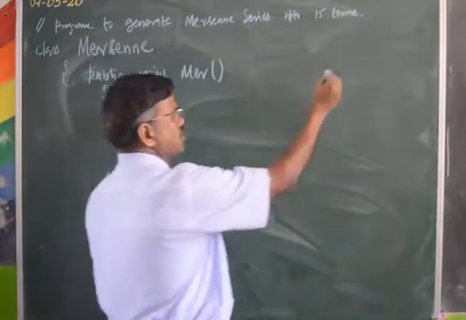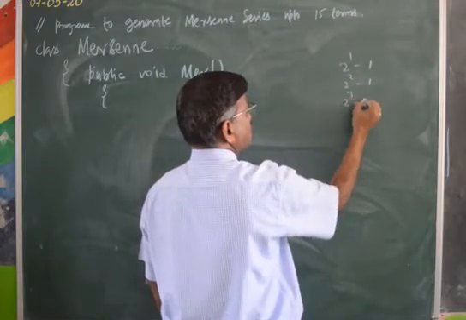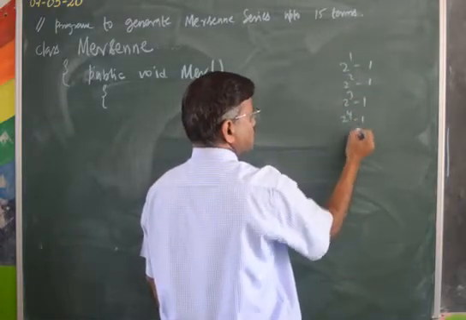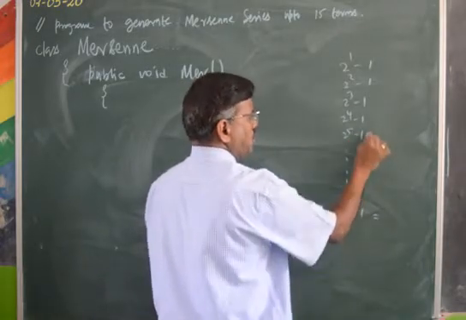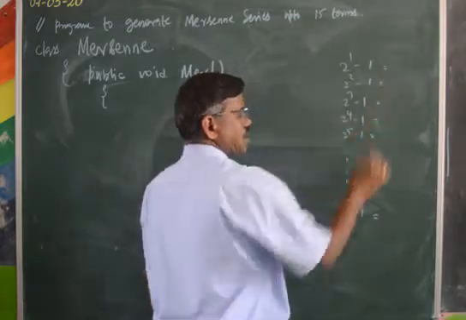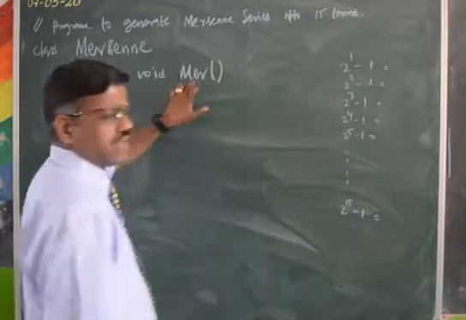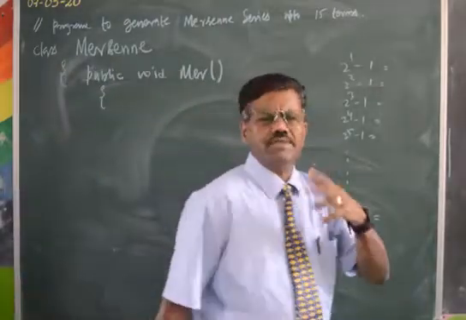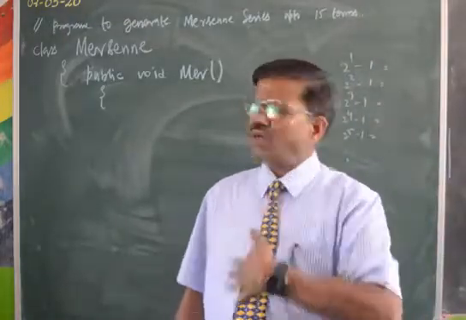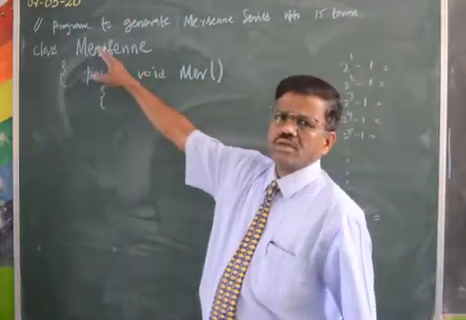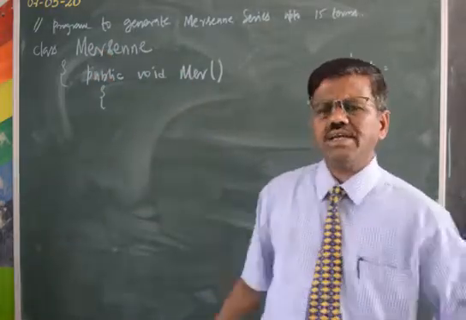First of all, what I need to do is 2 to the power of 1 minus 1, 2 square minus 1, 2 cube minus 1, 2 to the power of 4 minus 1, 2 to the power of 5 minus 1, up to 2 to the power of 15 minus 1. That is what the question is all about. I give the method name as MER, the shortest form of Mersenne. See, we the users can define any name as we wish. So the class name is Mersenne. The method name you can give as you wish. Here I have given MER.